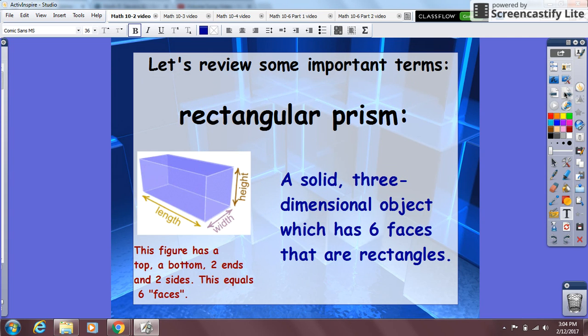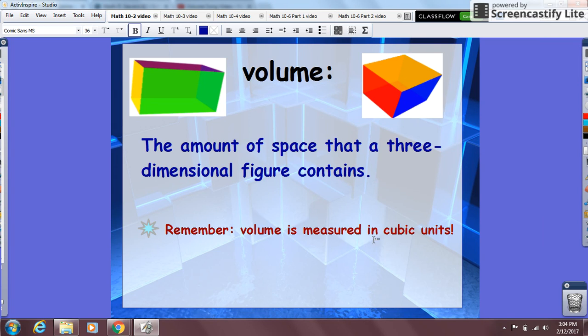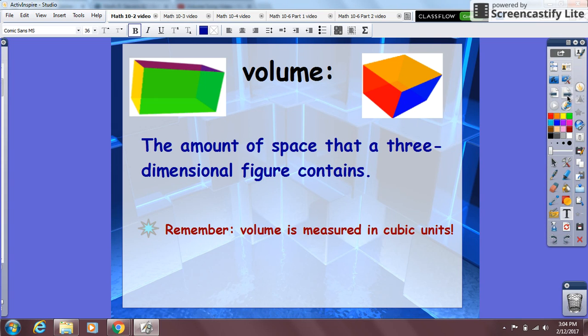So let's review some important terms. This is a rectangular prism. And remember, it's a solid three-dimensional object which has 6 faces that are all rectangles. All right, and volume is the amount of space that a three-dimensional figure contains. Remember, volume is always measured in cubic units. That's something that's very important you always need to remember.